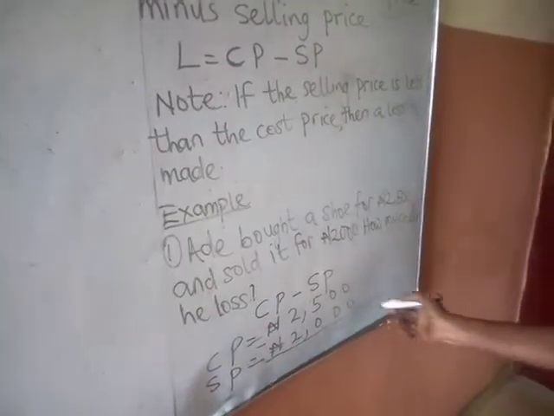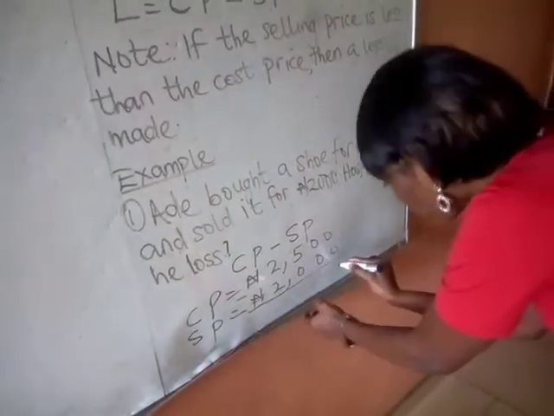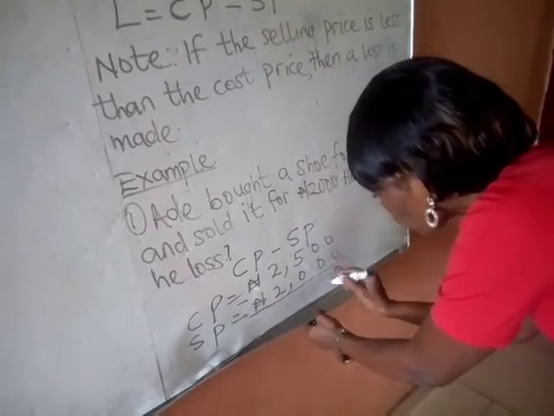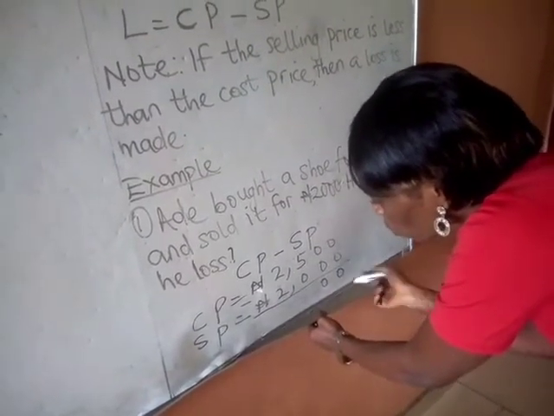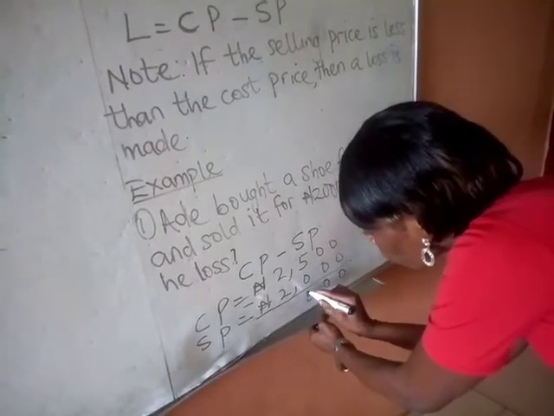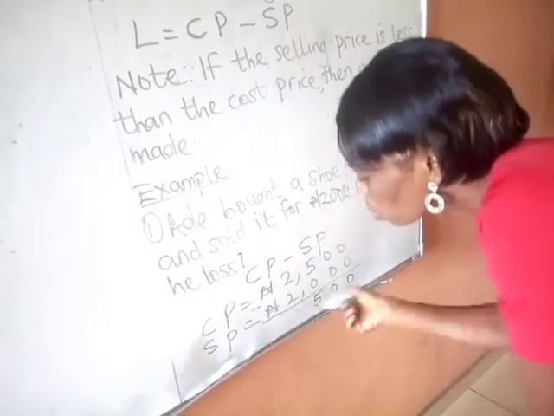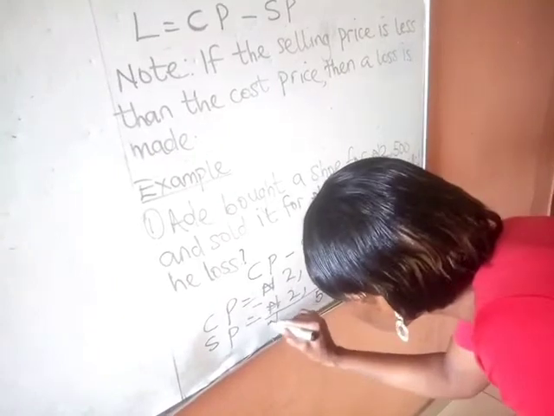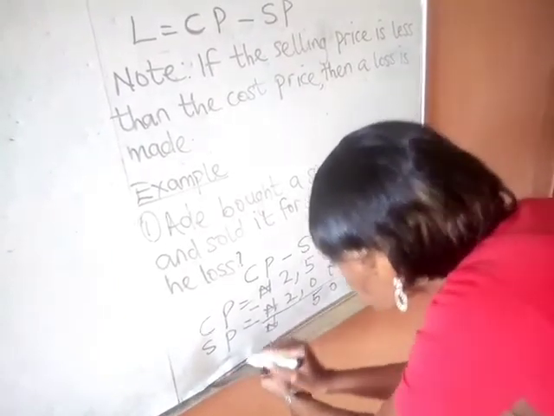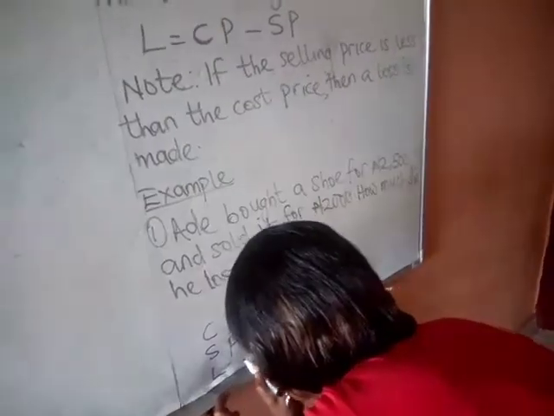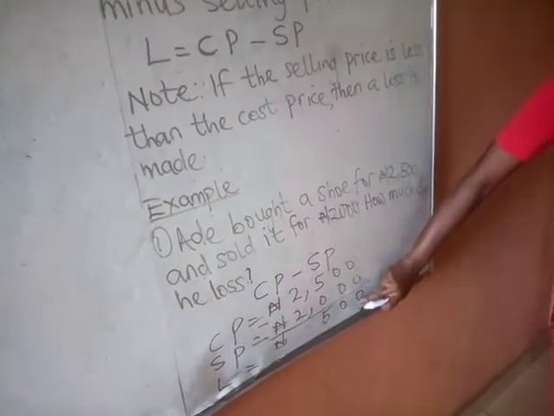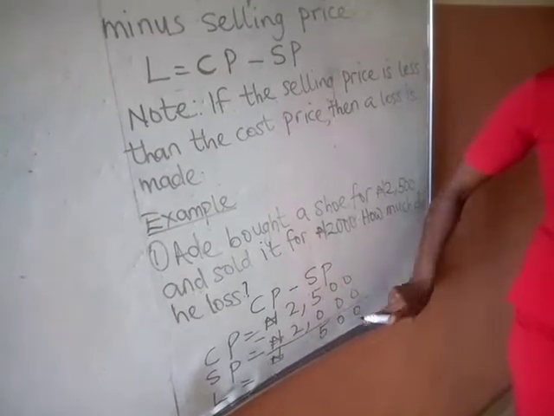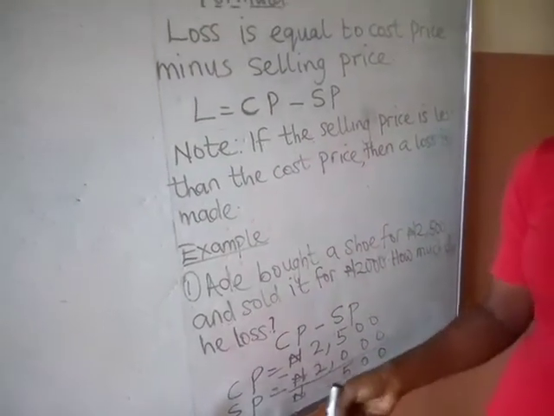Now let's calculate. 0 take away 0, we have 0. 0 take away 0, we have 0. 5 take away 0, if you count 5, you can't remove 0, so our answer here will be 5. 2 take away 2 means nothing. So now we bring down our naira sign. So our loss is 500 naira. So Ade lost 500 naira for selling the shoe below the cost price.